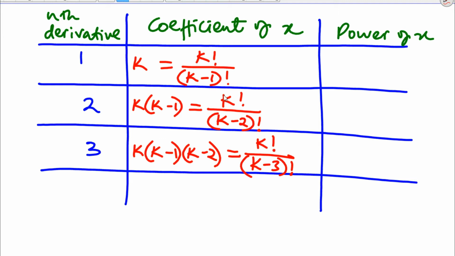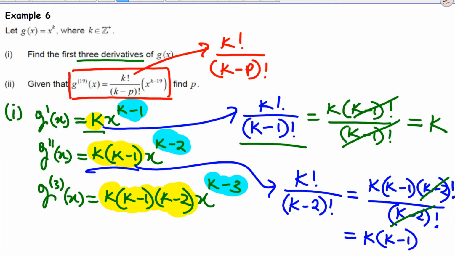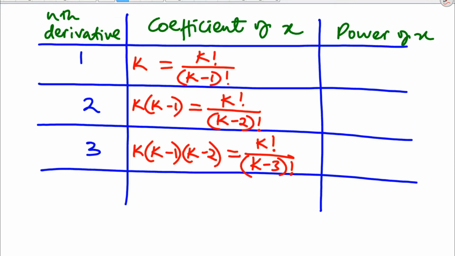All right, back to our pattern again. Let's look at the powers of x. The first derivative, the power of x is k minus 1. Second derivative, the power of x is k minus 2. Third derivative, k minus 3. So we can include that information here as well: k minus 1 here, k minus 2, and k minus 3.